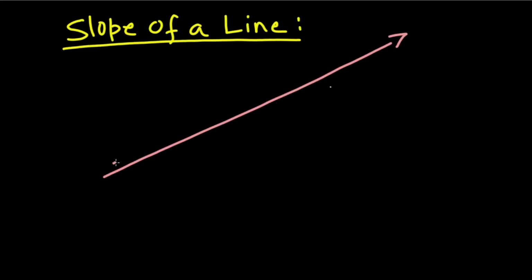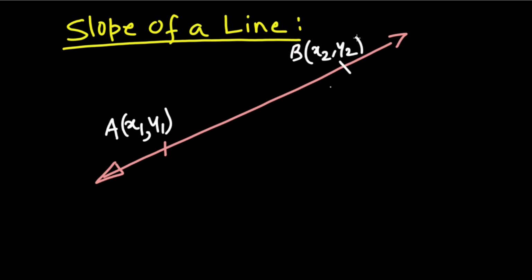Let us understand slope of a line. Let us draw a line. Take 2 points on the line: point A with coordinates x1, y1 and point B with coordinates x2, y2. Let us draw a horizontal line through point A and a vertical line through B to meet this horizontal line in point C. Angle BCA is 90 degrees.